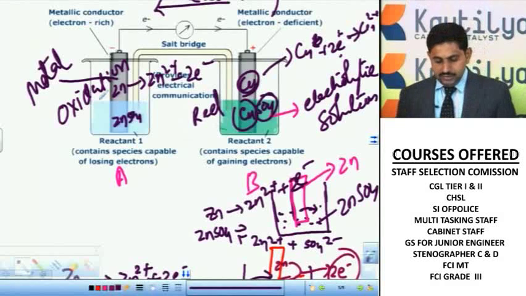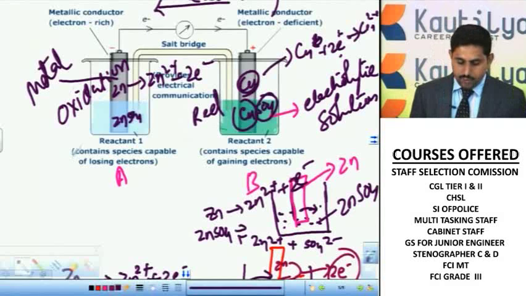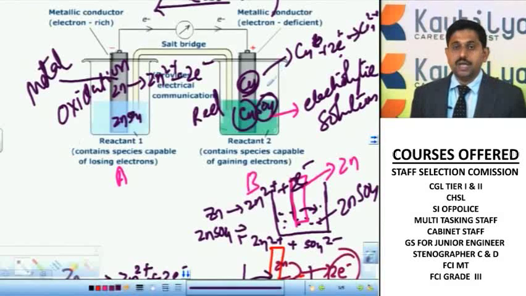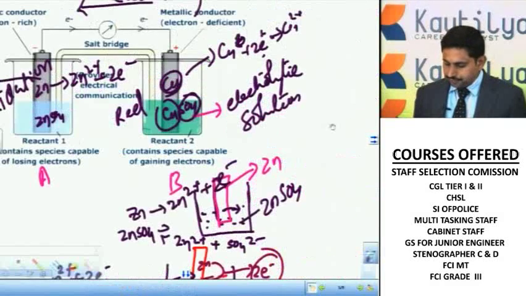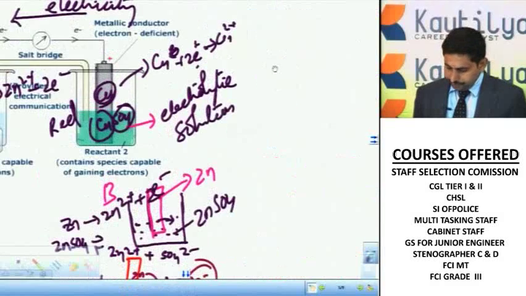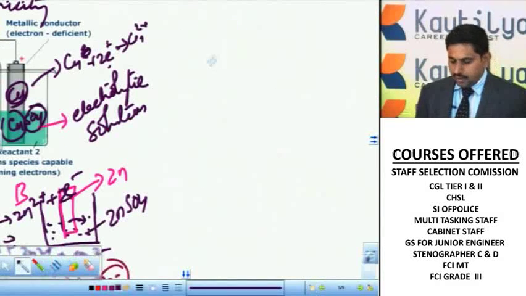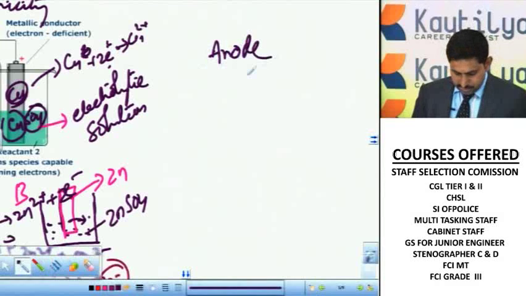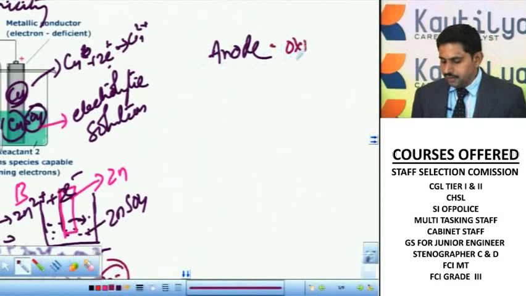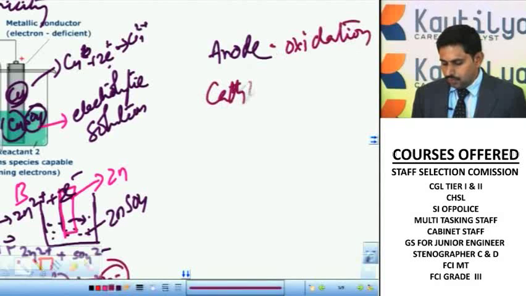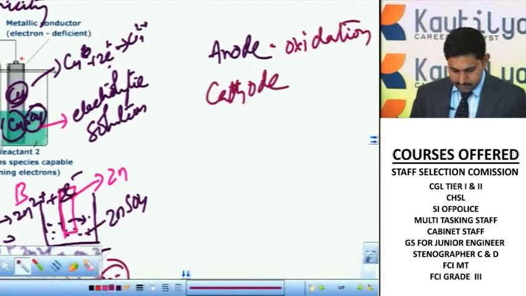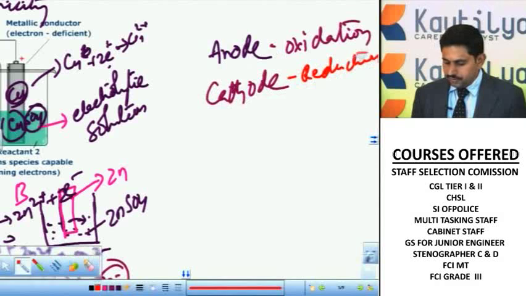Here, the oxidation side is considered the anode, and here it is called the cathode. Remember, at the anode oxidation will take place, and at the cathode reduction will take place. To remember, this is very important.